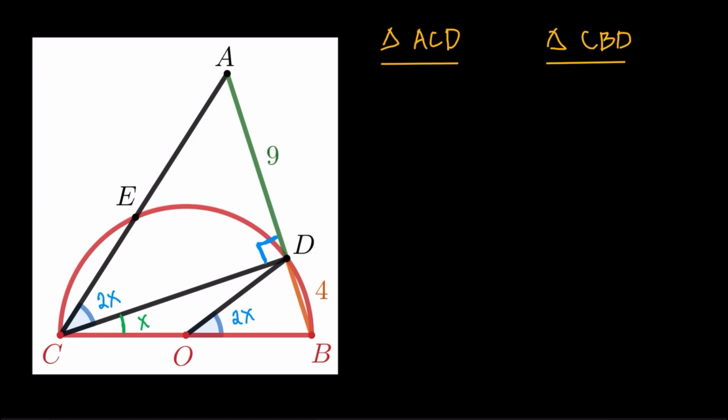So, in triangle ACD, I can try to get some trigonometric ratios here, but the two triangles are connected by a common segment, CD. So CD is a common segment to both, so maybe I want to involve CD. If I want to involve CD, that means taking the tangent of 2x would be beneficial. So if I take the tangent of 2x in triangle ACD, tangent of 2x is going to be equal to 9 divided by CD. Okay?